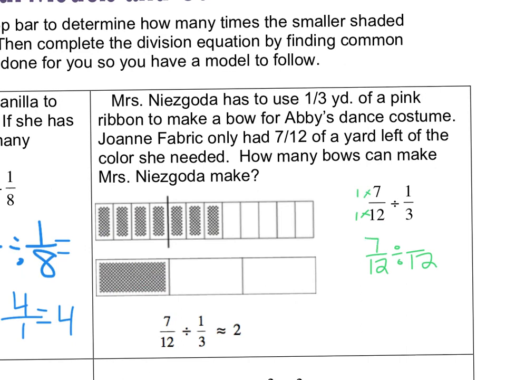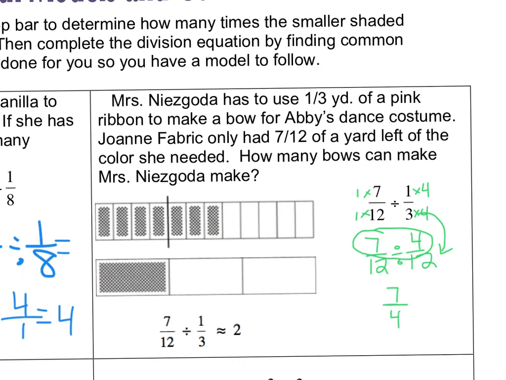Notice how that first fraction did not change because the denominator didn't change. However, that second fraction is going to change because 3 times 4 equals 12, and so 1 times 4 equals 4. So now all I'm going to do is take my 2 numerators and do 7 divided by 4. 7 divided by 4. Wow, that looks like an improper fraction.